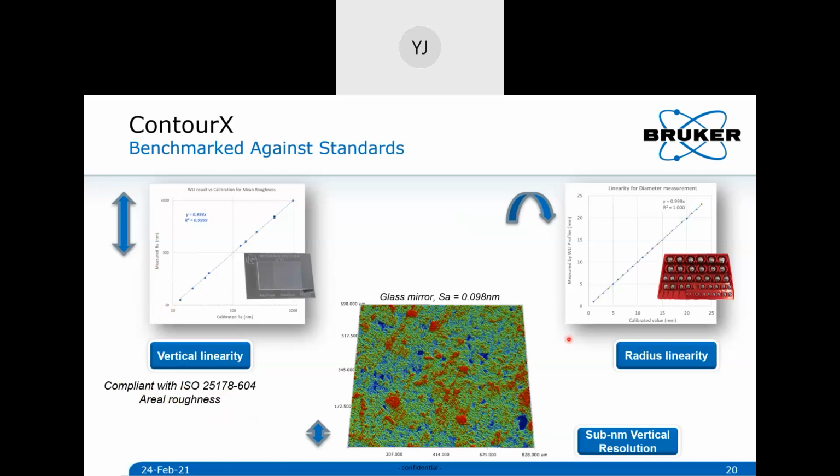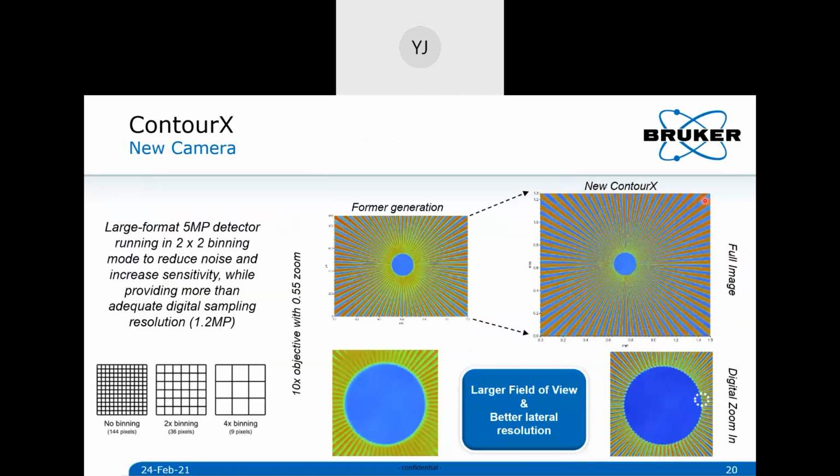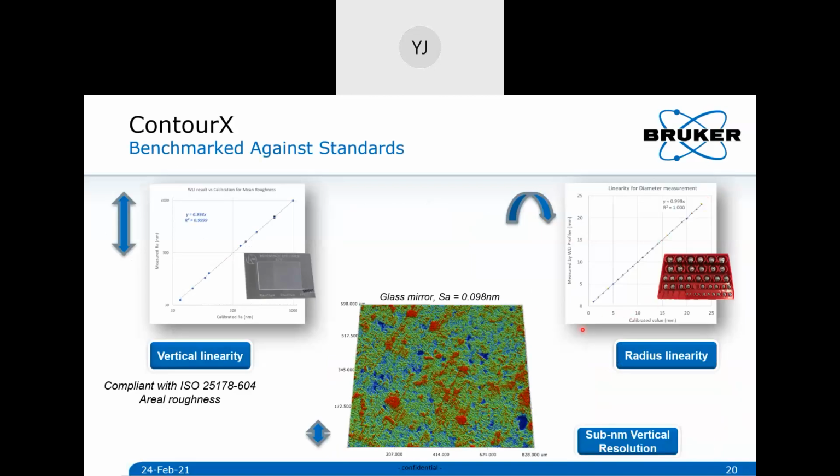And similarly for measuring, let's say, critical dimensions, like the radius linearity, right? So you can get these standard ball bearing kind of samples, and you can measure the radius of curvature, and you can correlate it with the calibrated value. And again, you can see it is one to one, right? So very high metrological standards are there now in this lab scale system that you can use very easily, right?